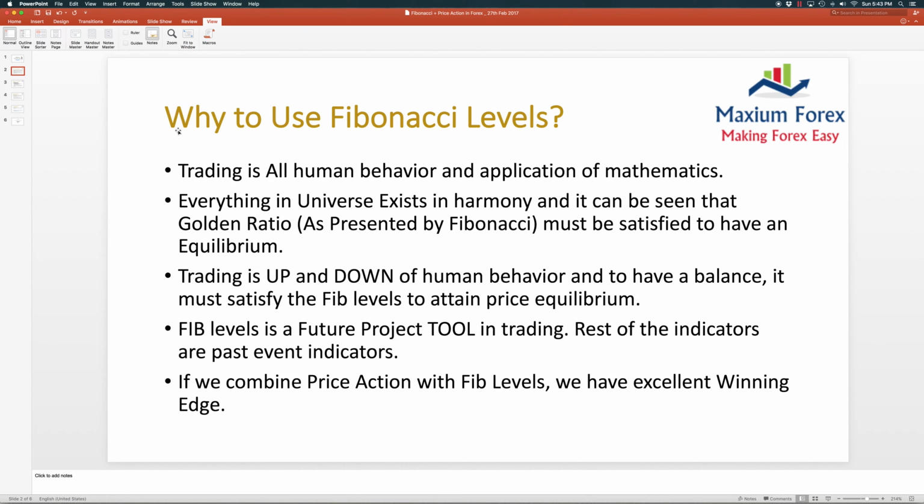Fib levels, or the Fibonacci level, is a future projection tool in trading. The rest of the indicators are past event indicators, or they are lagging indicators. So there are two things to look for in trading. One is key levels, which can be the daily levels or the Fibonacci levels. And second is the price action signals. So if you have price action signals and you have Fibonacci or any key levels, you have a winning edge.